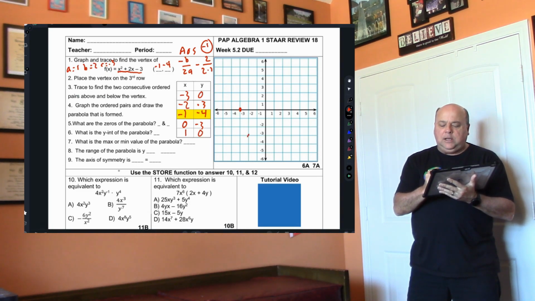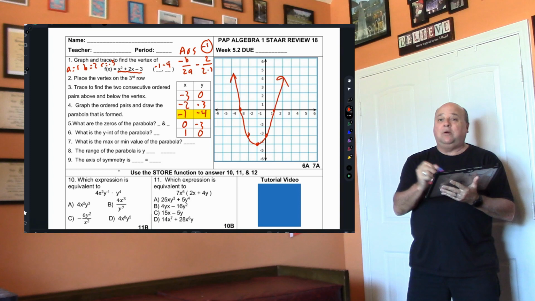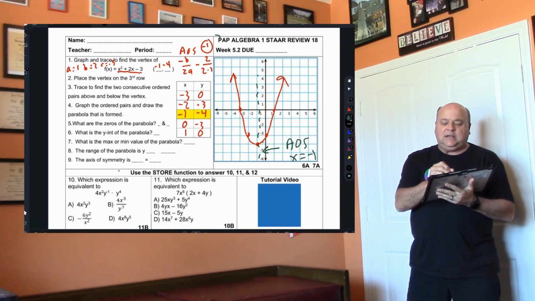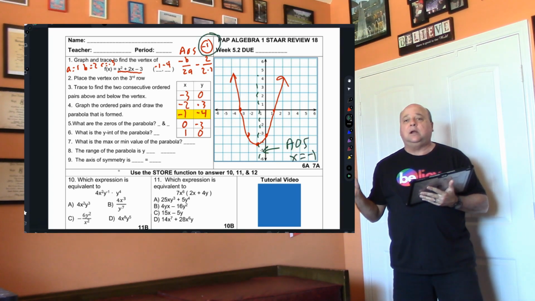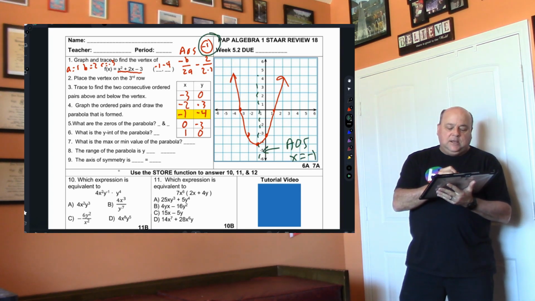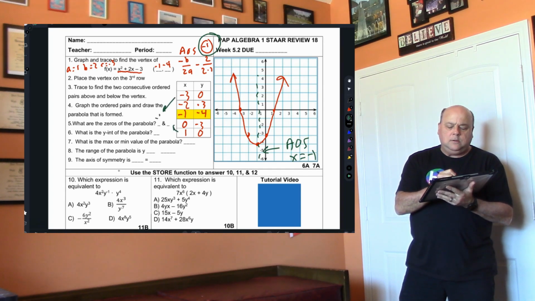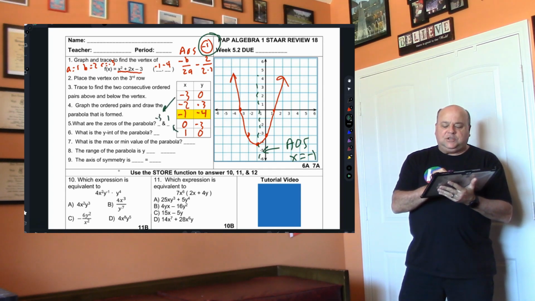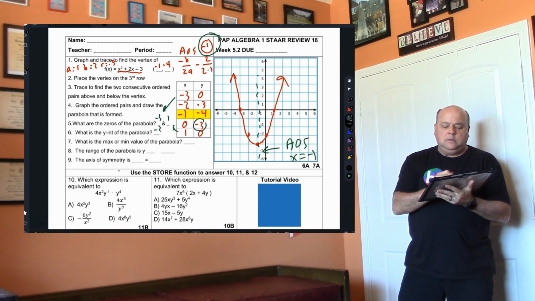We got negative 3. Right here, we get a cool looking parabola, like these parabolas do in all your electronic devices. Draw this dashed line. That dashed line is the axis of symmetry, and it's x equals negative 1, which is what we calculated right off at the beginning. So the zeros are going to be negative 3 and 1. The y-intercept was negative 3.